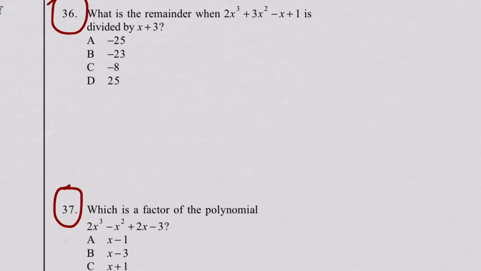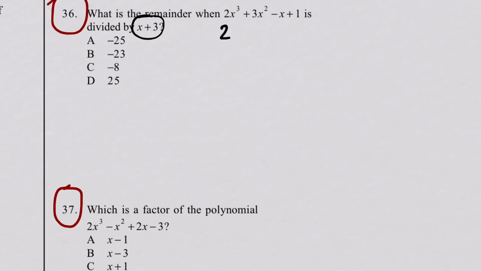Okay, I'm moving on to 36. What is the remainder when 2x cubed plus 3x squared minus x plus 1 is divided by x plus 3? I'm going to use synthetic division again. You could use long division, but synthetic division is so much easier, especially since I'm dealing with a binomial where the coefficient of x is just 1.